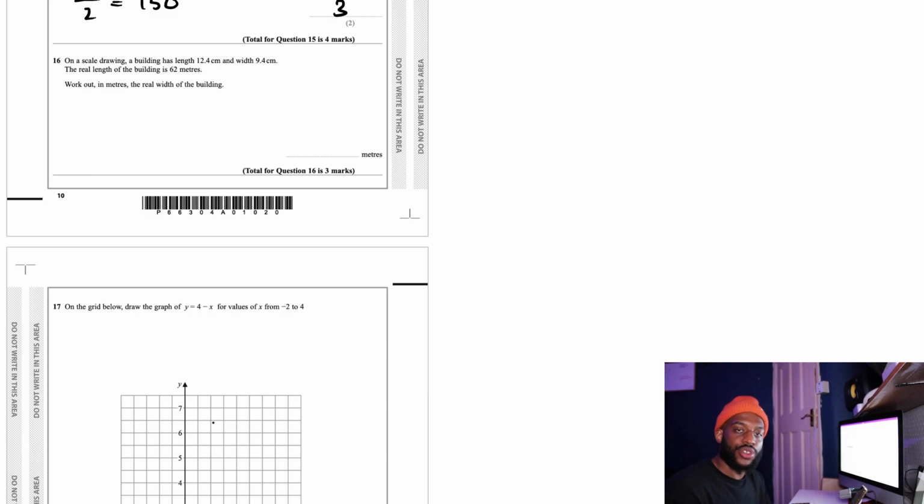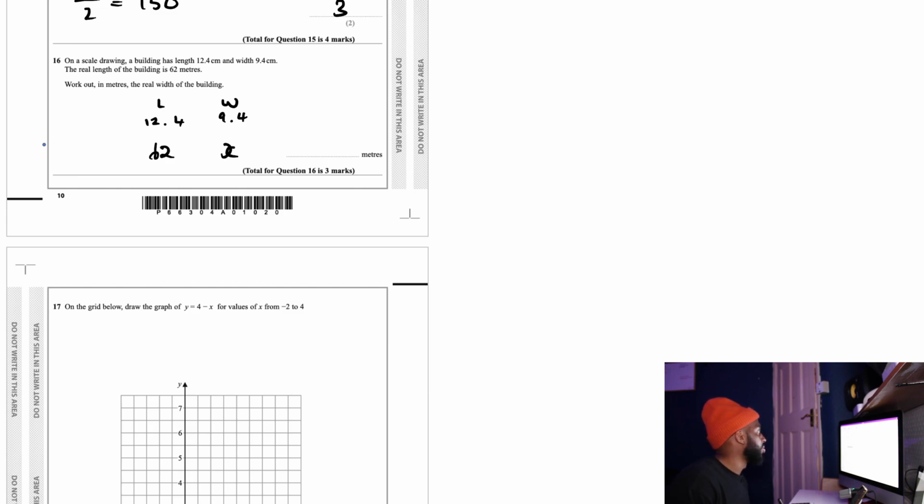Next, we're looking at scale drawings. So on a scale drawing, a building has a length of 12.4. So its length is 12.4 and has a width of 9.4. But the real length of the building is 62 meters. So I'm going to put that underneath, 62 meters. And we need to work out the real length, the real width of the building.